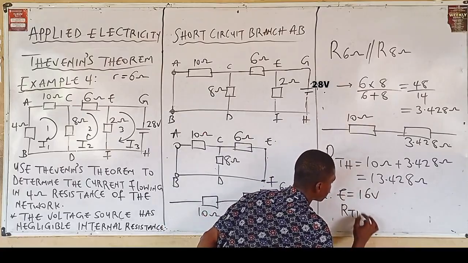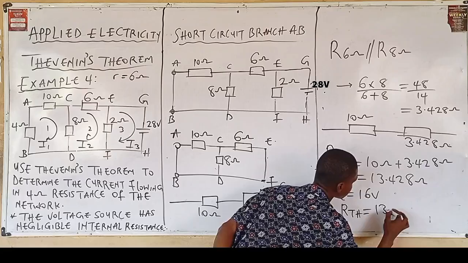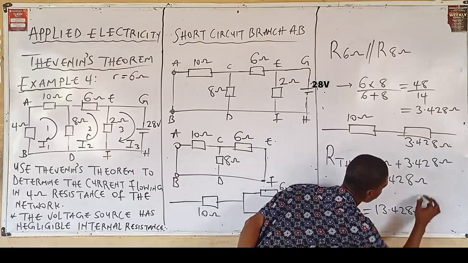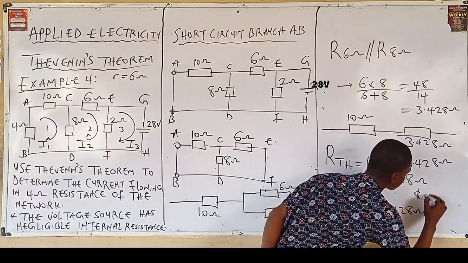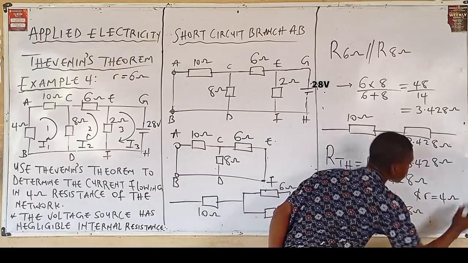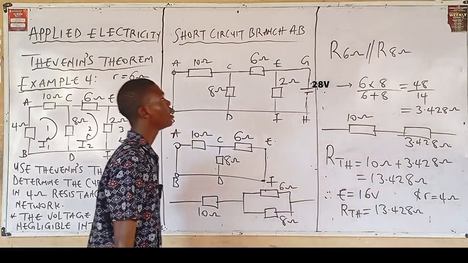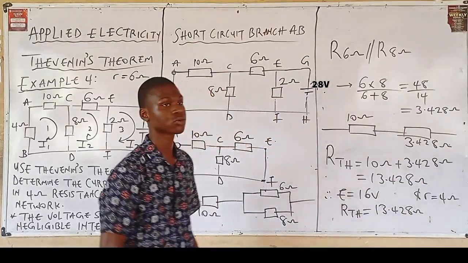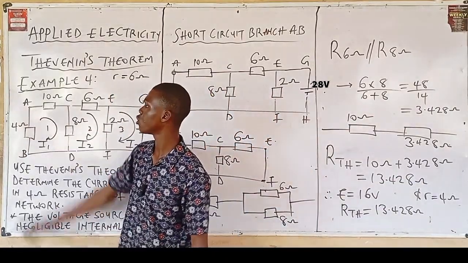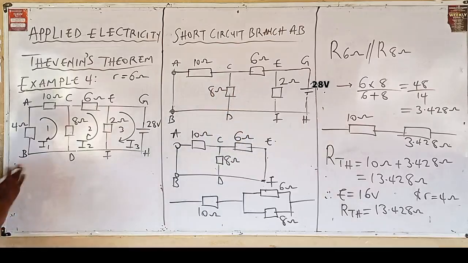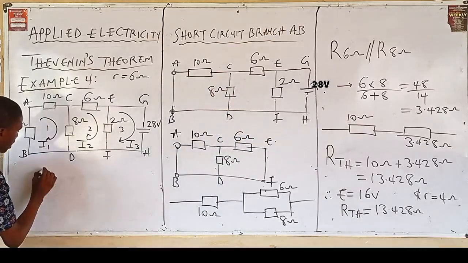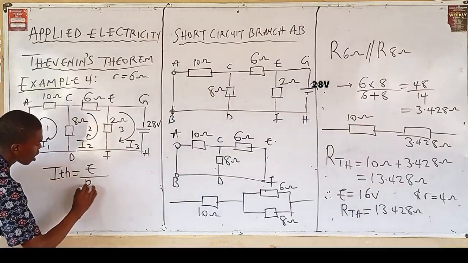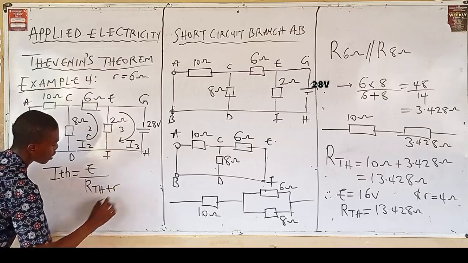Our RTH, Thevenin equivalent resistance, we got 13.428 ohms, and of course the load resistor R is equal to what? 4 ohms. Next up, let's record Thevenin's formula and substitute this value so as to get the current flowing through the 4 ohm resistor. Thevenin's formula, we have that I Thevenin is equal to E over RTH plus R.